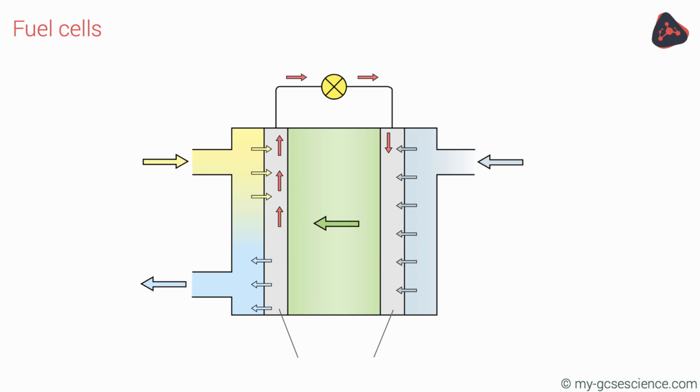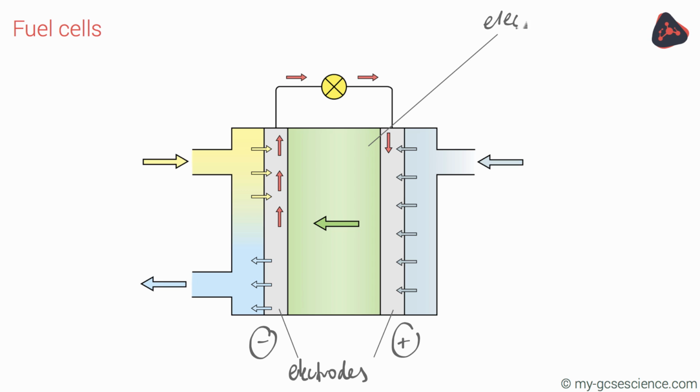So here's a diagram of what a fuel cell might look like. We have the electrodes, which are made of graphite, that separate the left-hand side and the right-hand side. In this example, the left-hand side is the negative electrode and the right-hand side is the positive electrode. Which one's which all depends on which direction the electrons are flowing. They're flowing from left to right, which means they're going from negative to positive.